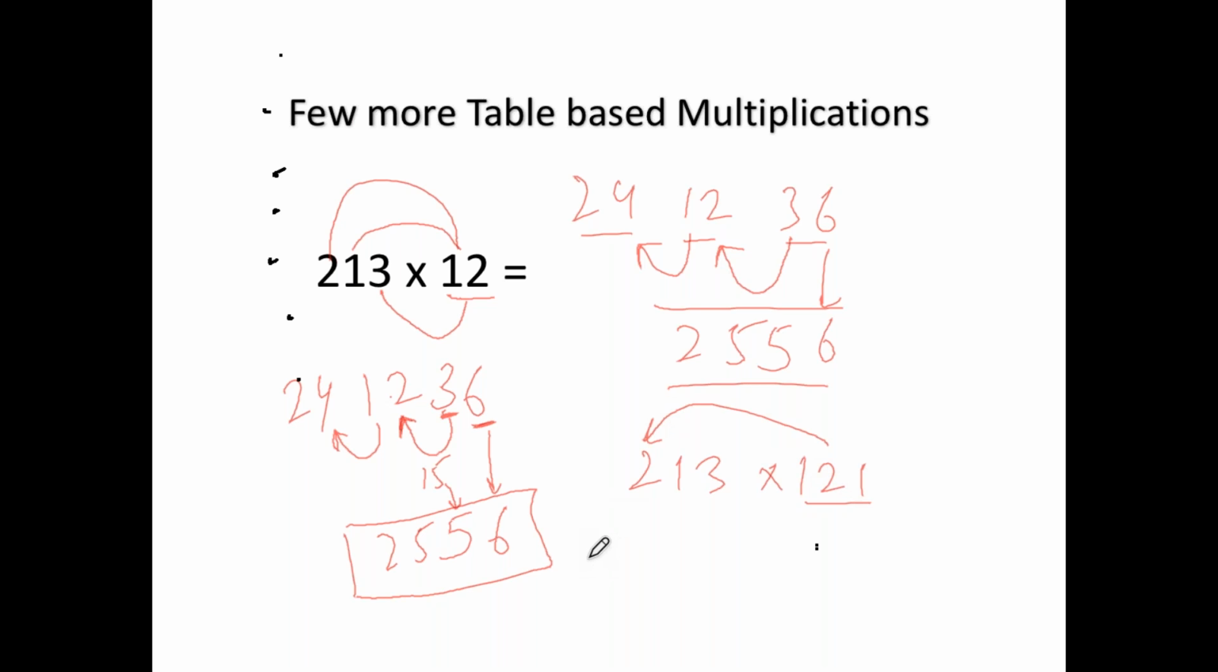121 into 2 is what? 242. 121 into 1 is 121, and 121 into 3 is 363. So my steps would increase, but I can do it. So you'll keep 3 from here. This 36 is to be carried forward to the next number. 121 plus 36 becomes how much? 157. So I can keep a 7 here. 15 will be carried forward to the next number. So 242 plus 15 becomes 257.